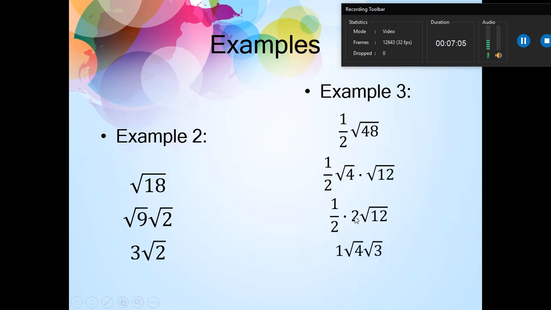So 1/2 times 2 is 1. Radical 12 breaks into 4 and 3. 4 is a perfect square, so this will be 1 times the whole number 2. And finally, my answer is 2 radical 3. Remember, you can pause the video if you want to try the example yourself before I reveal the answer.